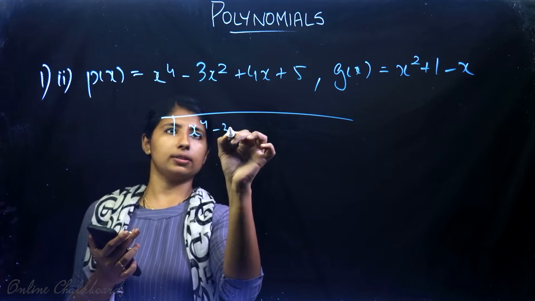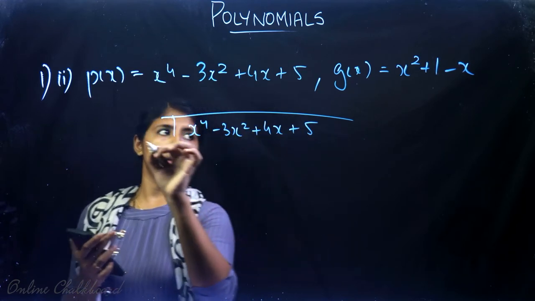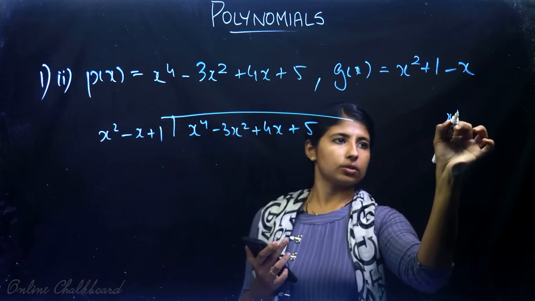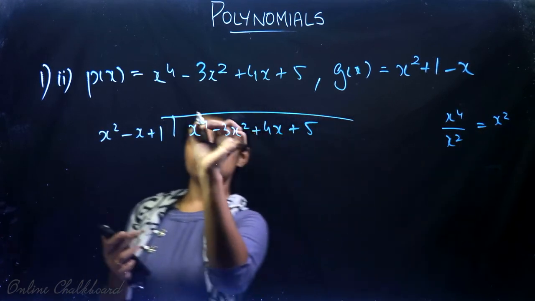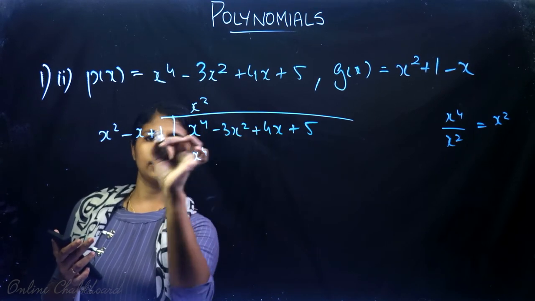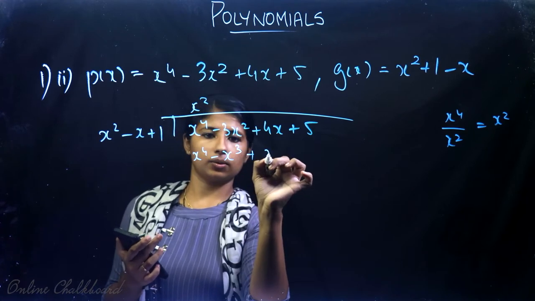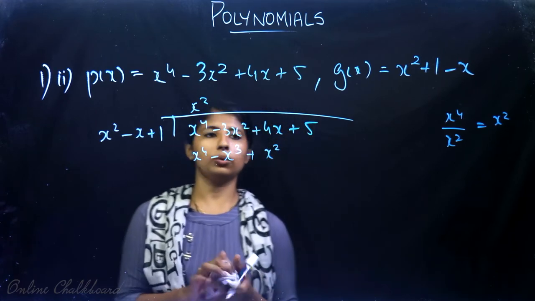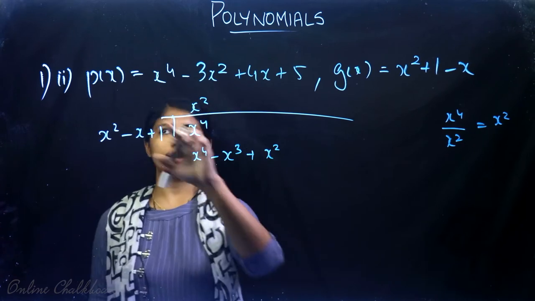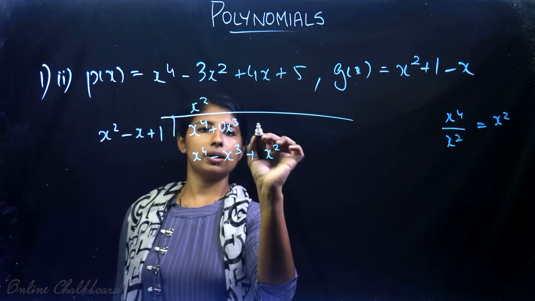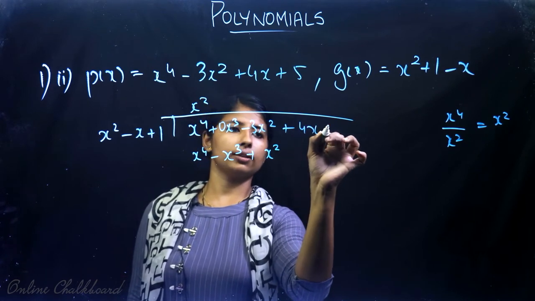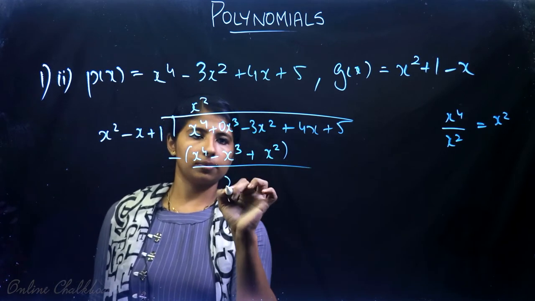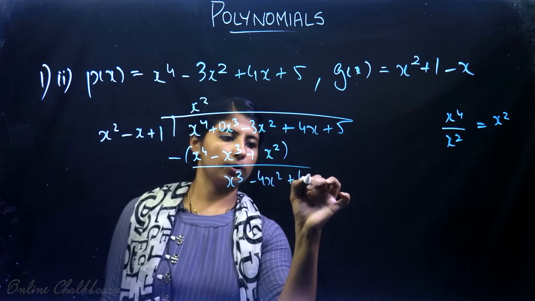x raised to 4 minus 3x square plus 4x plus 5. Just rearrange them, x square minus x plus 1. Highest degree, x raised to 4 by x square, you get x square. So x square into x square is x raised to 4, x square into minus x is minus x cube, plus x square. Here we do not have an x cube term, so you will get 0x cube minus 3x square plus 4x plus 5. Subtract, it becomes x cube minus 4x square plus 4x plus 5.